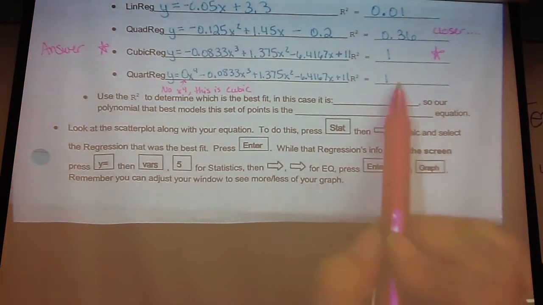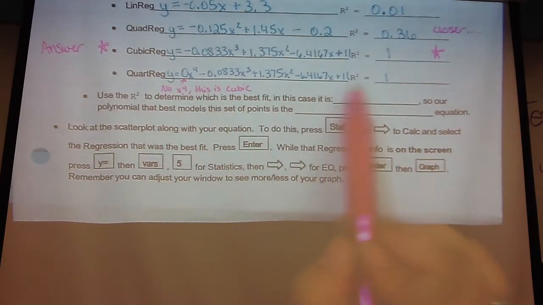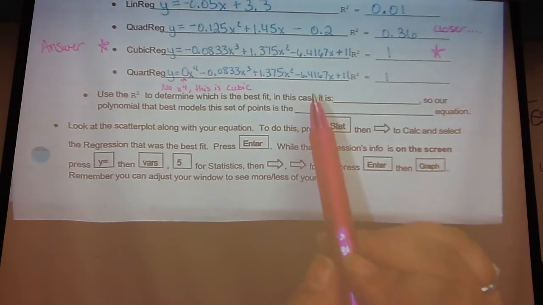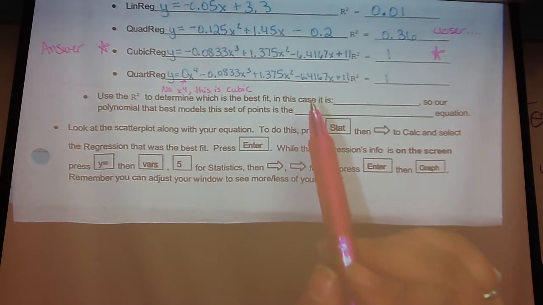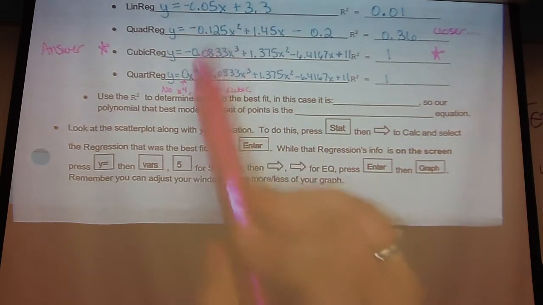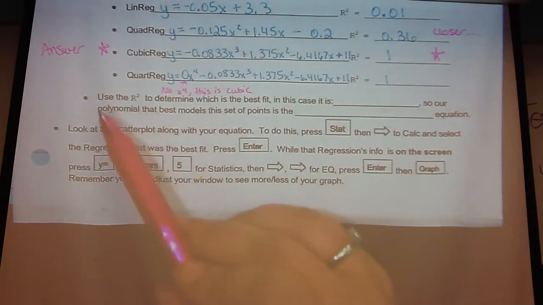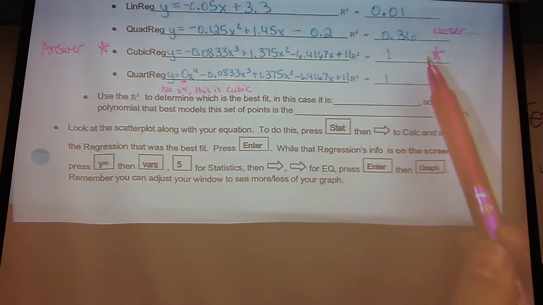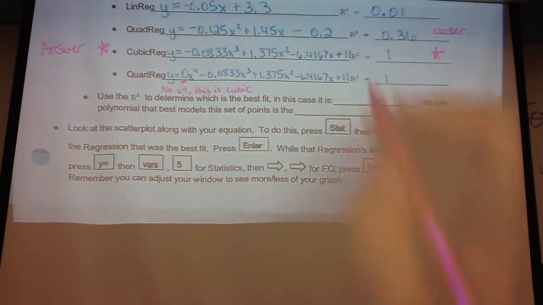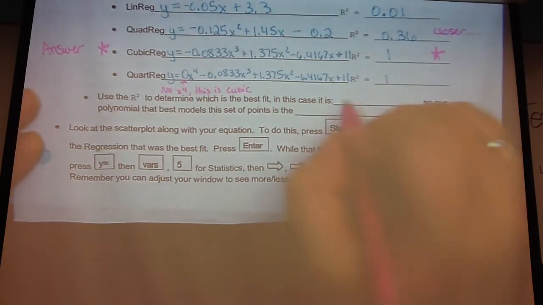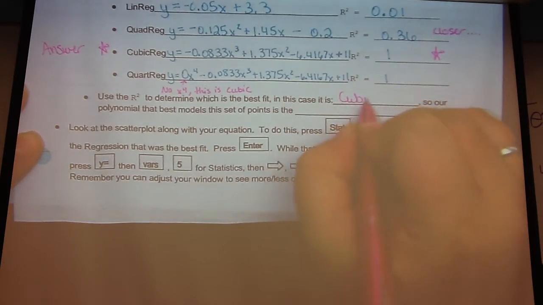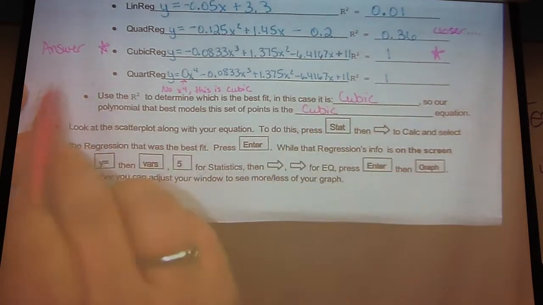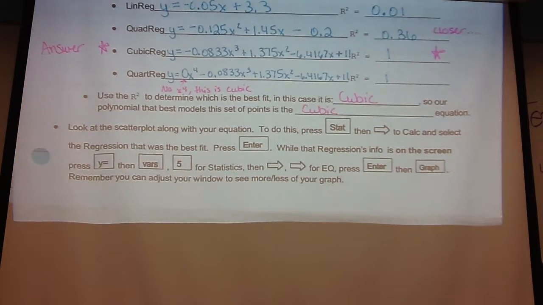Okay, so this is 1, but why isn't this one our answer? Why isn't this bottom one our answer? Because, why? Because it's technically cubic, so it's really just this one in disguise. So we use the r squared value to determine the best fit, so which one's the closest to 1? This one is. So in this case, which one is the best? Cubic. So the best polynomial is the cubic. So on Math Excel, I would type this in as my answer.